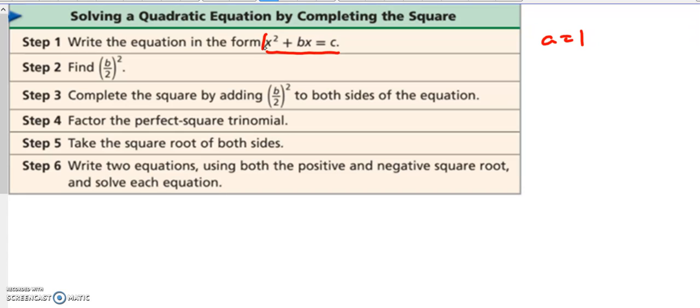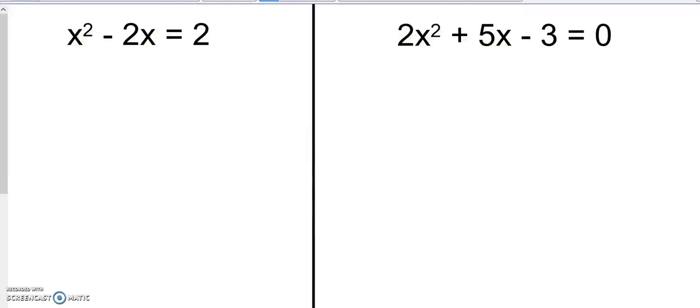You'll see what that looks like. We may have to divide everything by something to make it that way. And then you want your constant, or c, on the right side of your equation. We'll see what that looks like as well. Second step is find that b over 2 to the second power. Add that to both sides of your equation in step 3. We factor, we square root, and we solve. So again, you can come back to this chart and look at it afterwards, but let's see what it looks like with some examples.